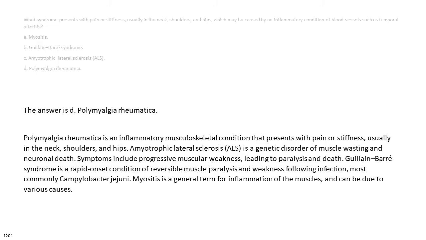The answer is D. Polymyalgia rheumatica. Polymyalgia rheumatica is an inflammatory musculoskeletal condition that presents with pain or stiffness, usually in the neck, shoulders, and hips. Amyotrophic lateral sclerosis, ALS, is a genetic disorder of muscle wasting and neuronal death. Symptoms include progressive muscular weakness, leading to paralysis and death. Guillain-Barré syndrome is a rapid onset condition of reversible muscle paralysis and weakness following infection, most commonly Campylobacter jejuni. Myositis is a general term for inflammation of the muscles, and can be due to various causes.